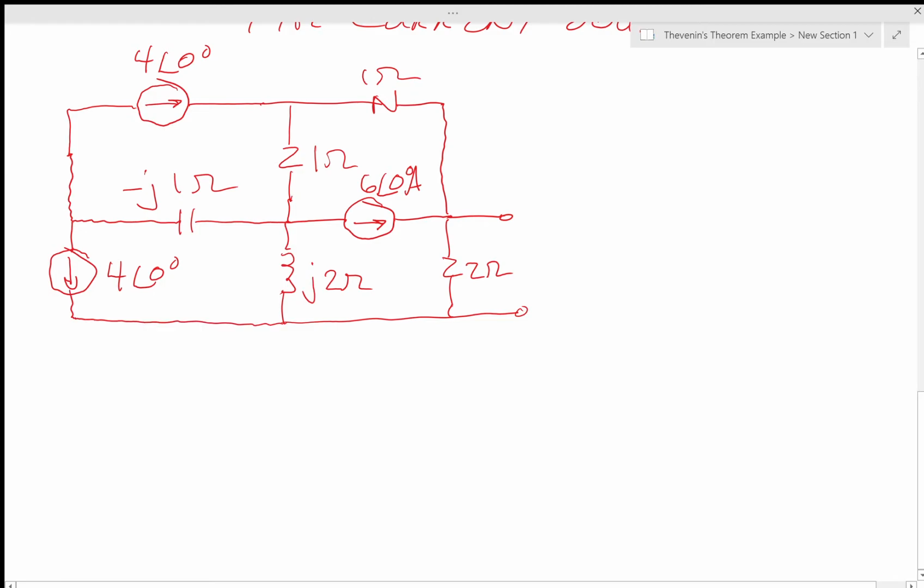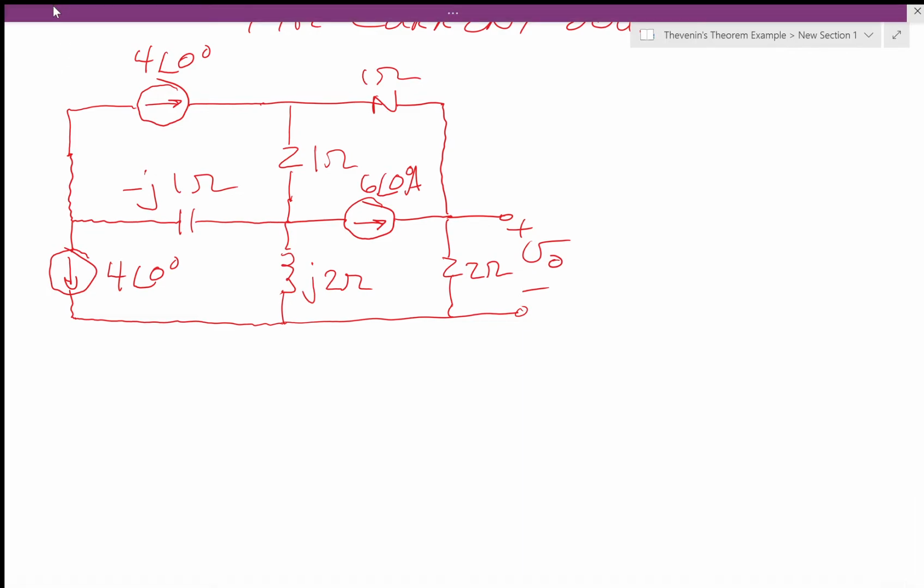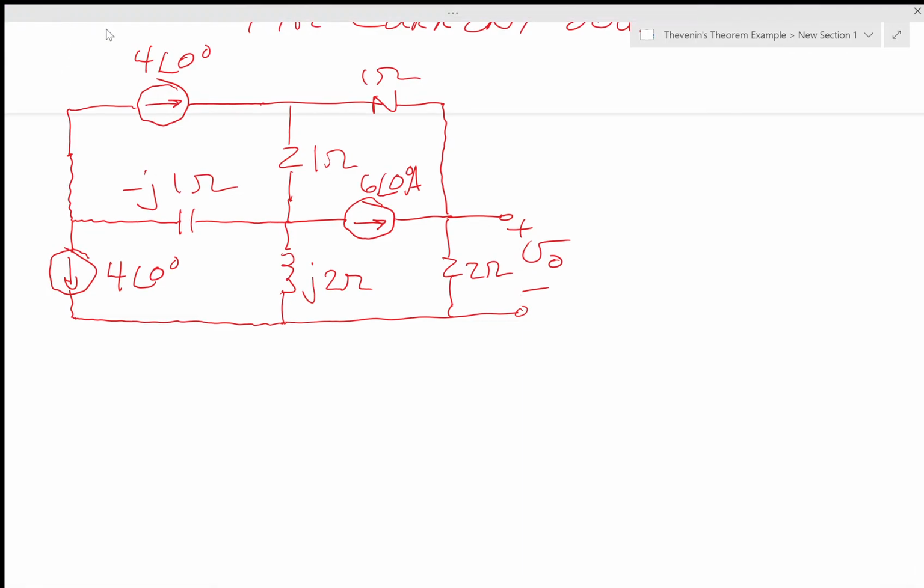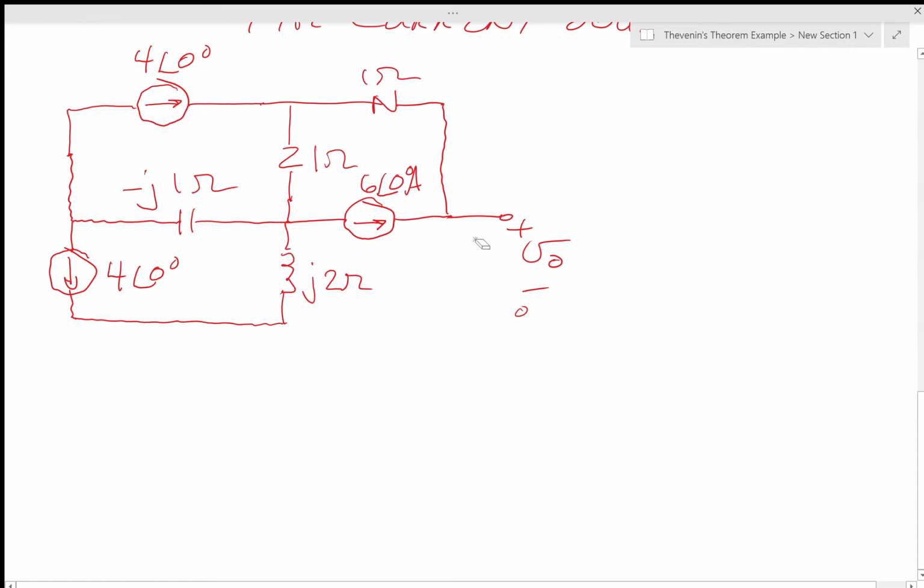There's my circuit, and I want to find VO in this direction using Thevenin. All right, so the first thing Thevenin requires me to do is to pull out that 2 ohm resistor and stick that thing in my back pocket.